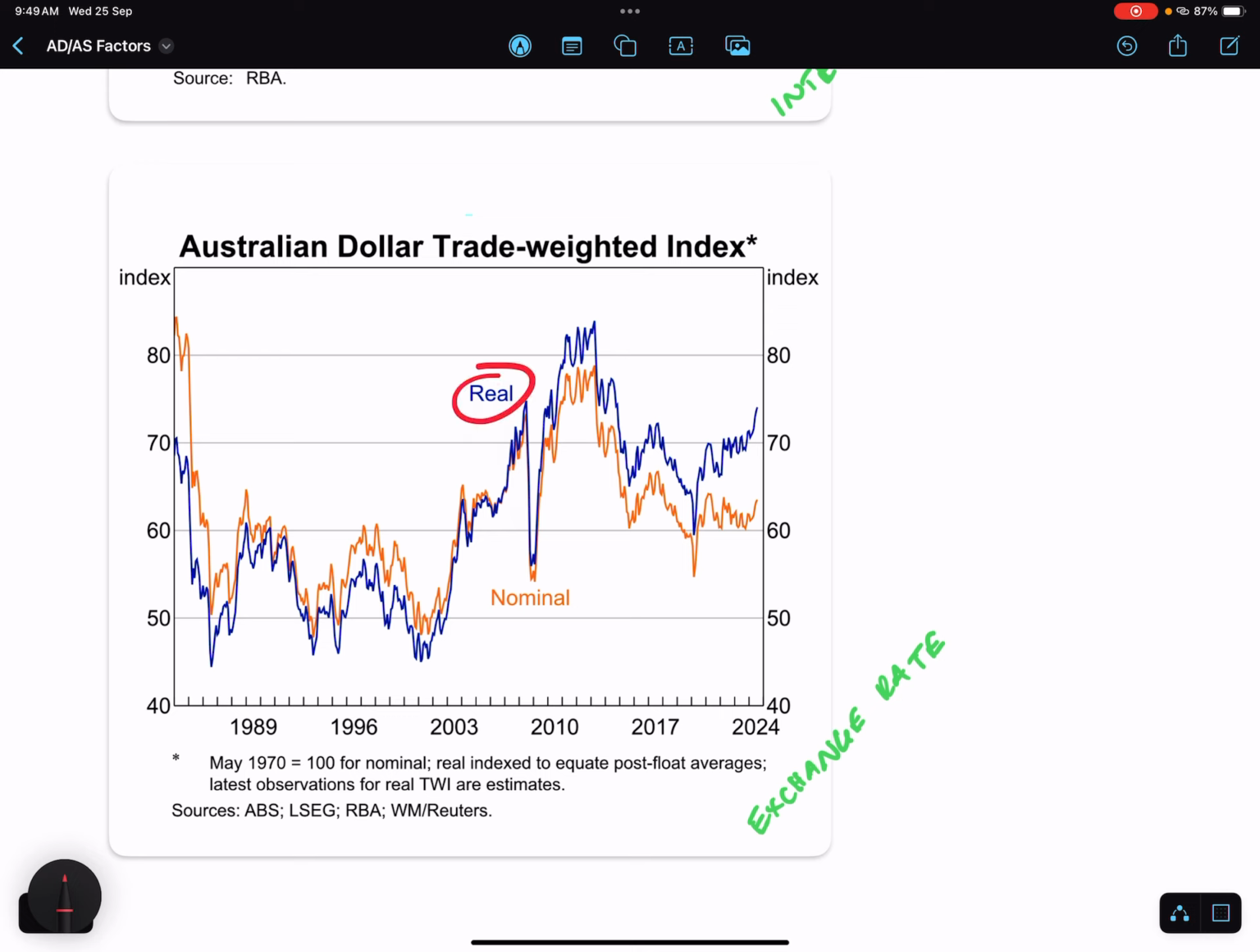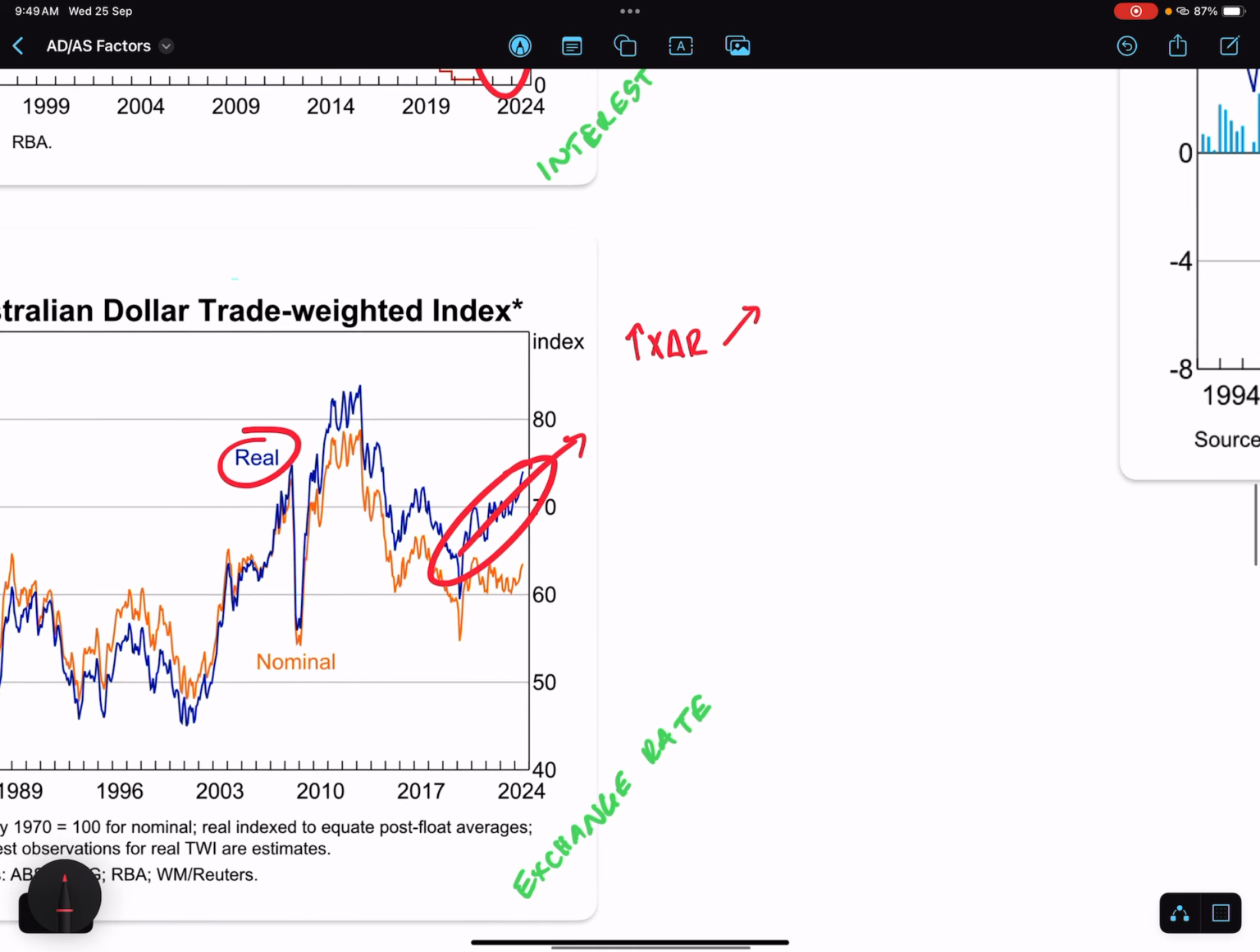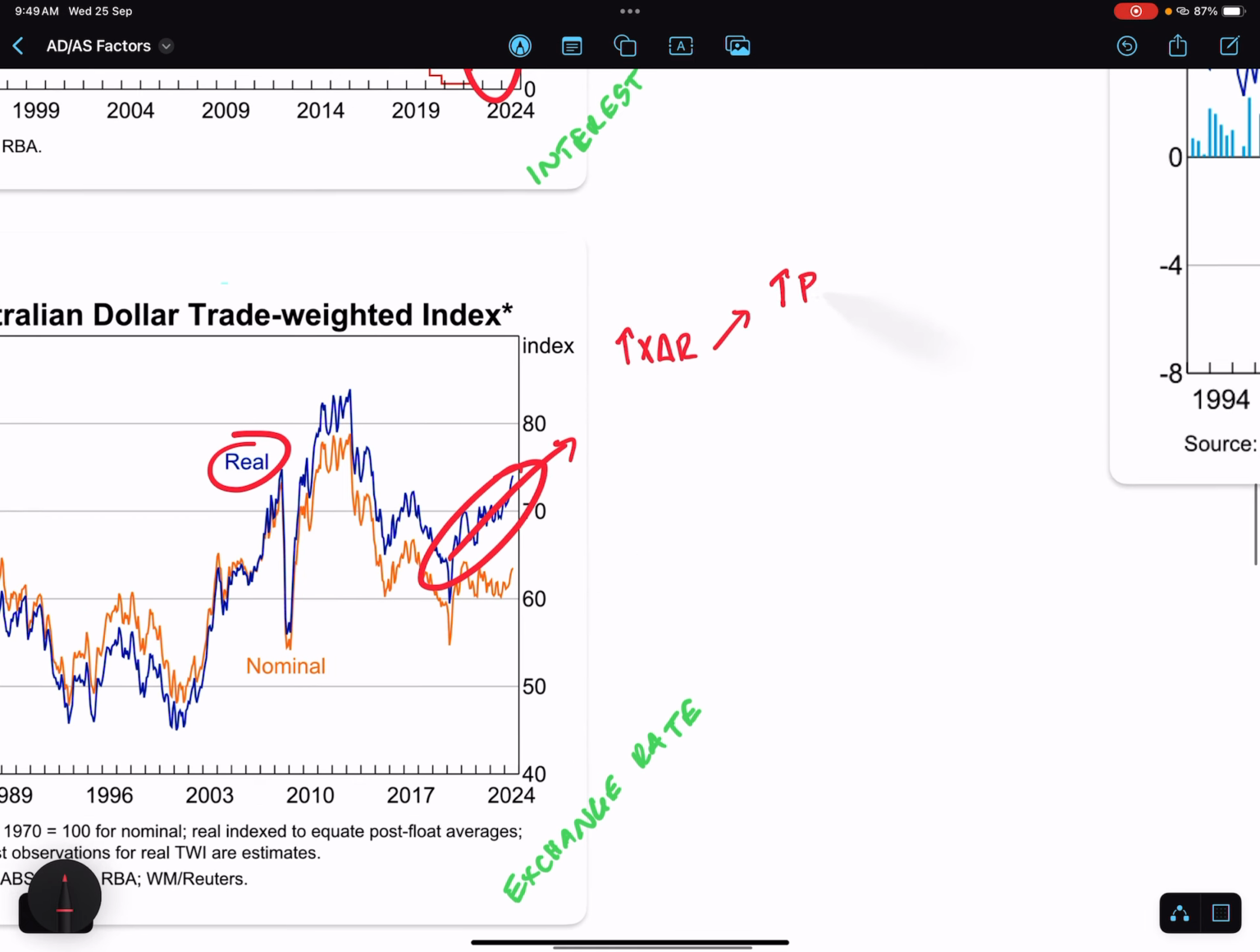We're going to have a look at the real trade-weighted index, and you can see that there's been a steady upward trend over the past 12 months. So again, I'm just trying to think, how does that funnel through to my aggregate demand side equation? Basically, where I have an increase in the exchange rate for Australians, that leads to an increase in our purchasing power. And so we're going to see an increase in the purchase of imports.